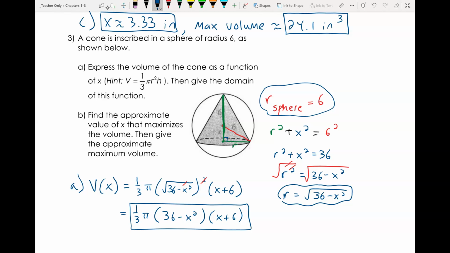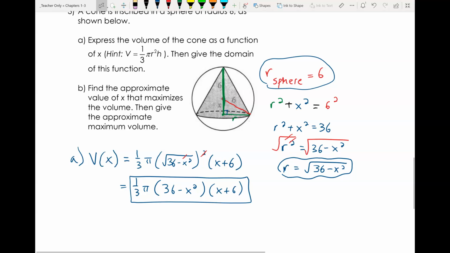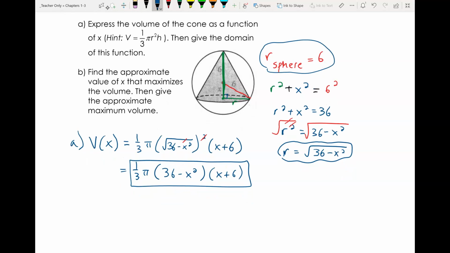Now, as far as the domain goes, the way that I would think about it is we need all of these dimensions to be strictly positive. So to do this, first of all, we have that measurement x in the cone. We know that x has to be greater than 0. You could say x plus 6 has to be greater than 0 as well, but that'll end up being redundant. So I'm just going to say x has to be greater than 0. Still part of part A, sorry about that.